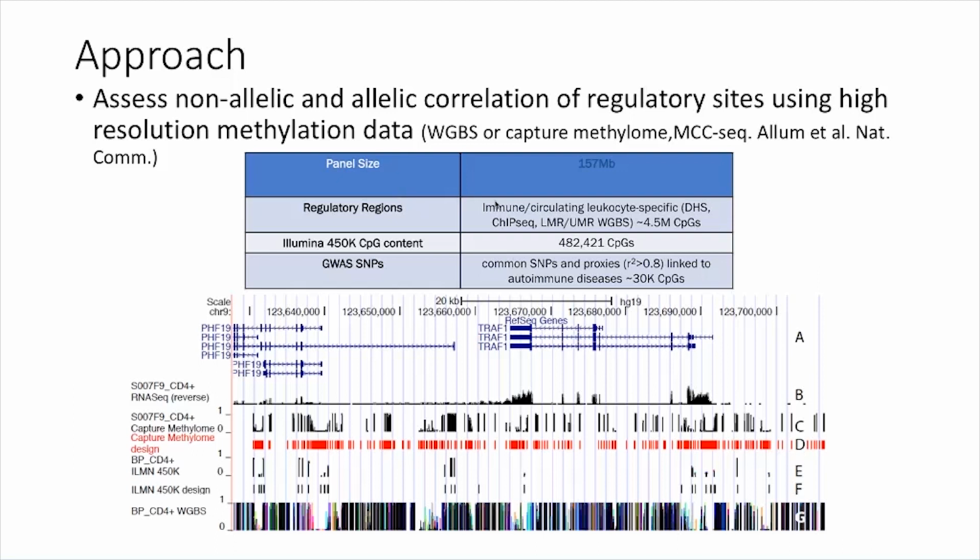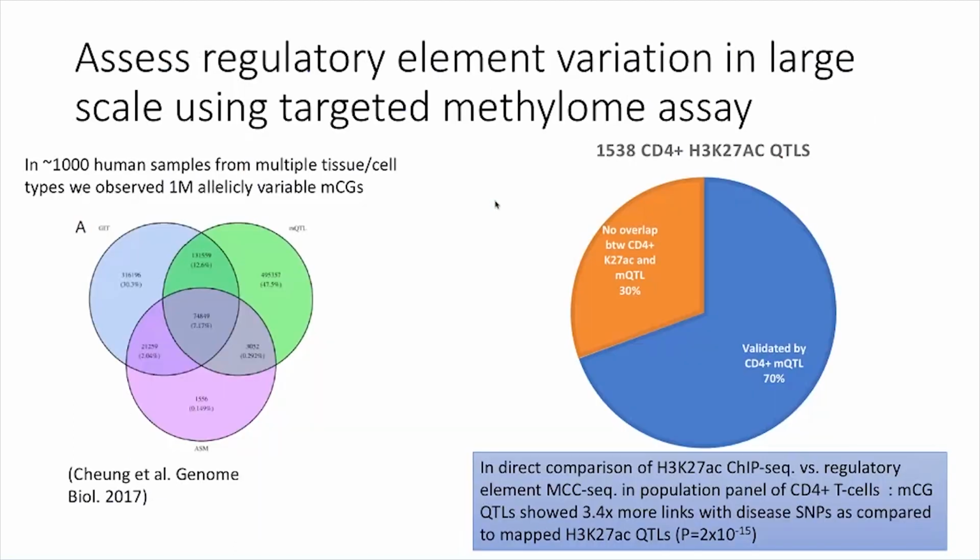and this captures regulatory variation efficiently, and we've applied this now in thousands of samples. And in the first study that we published, we observed that about 20% of these methylation changes at regulatory elements show allelic behavior, so the parental copies of the genome behave differently.